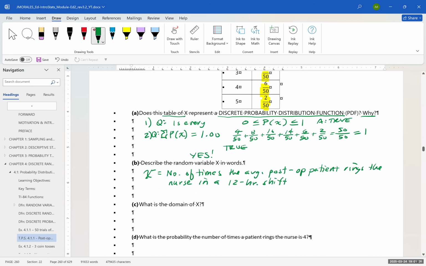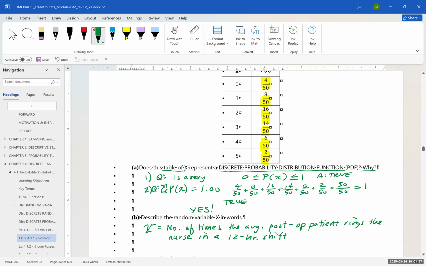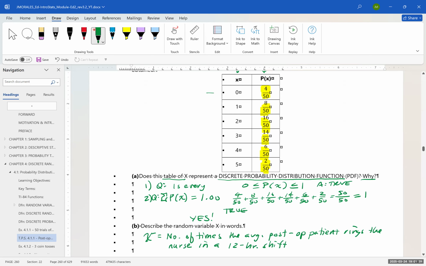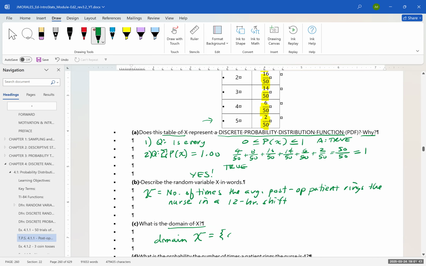All right. What is the domain of this random variable? So the domain of this random variable is between 0 and 5. So 0, 1, 2, 3, 4, and 5.